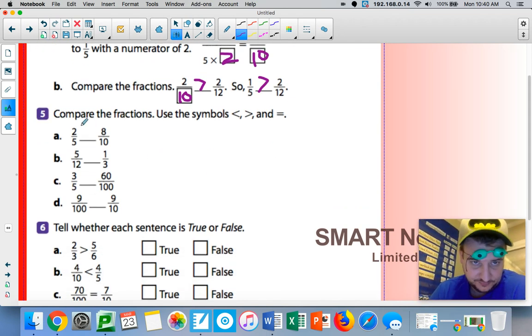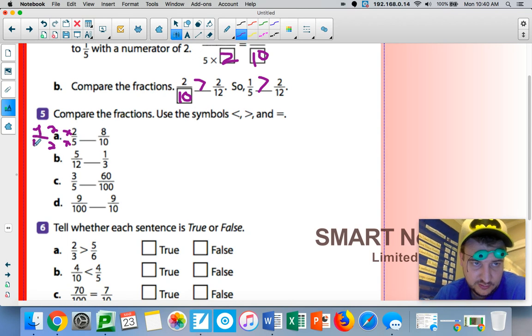Okay. Compare the fractions using symbols. Well, right here I see tenths. That means I can multiply the bottom times 2, which gives me 4 tenths as my new fraction. When the denominators are the same, look for the bigger numerator. 8 tenths is bigger.